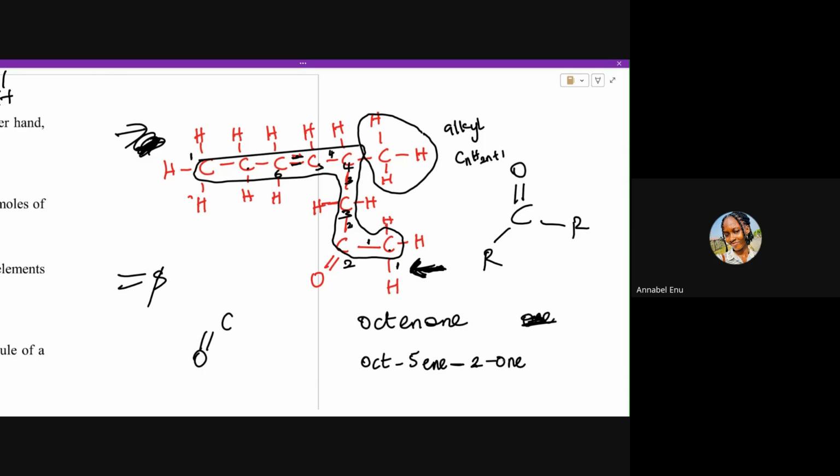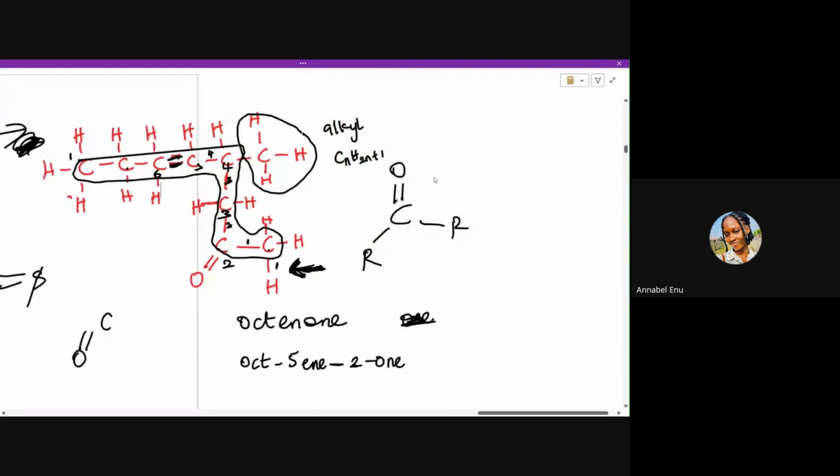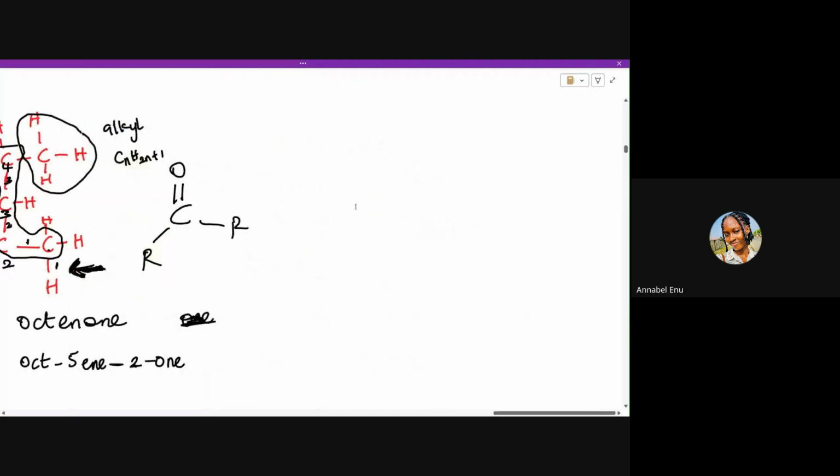Now, how do we know the position of the double bond? Remember, there's another functional group here, which is the double bond. How do we know the position of the double bond? We have to count the carbon to carbon bonds. Okay, when we count this bond, I know that this structure is now rough because of the many writings on it. So because of that, let me redraw this.